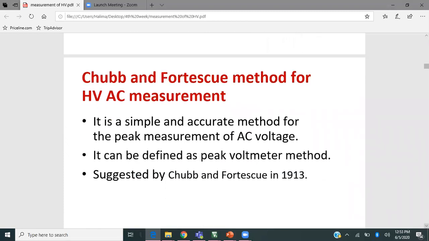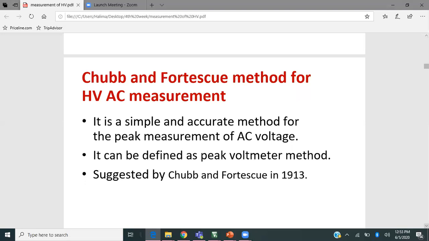Another method is the Chubb and Fortescue method for HVAC measurement. This is a very simple and accurate method for the peak measurement of the AC voltage, and it can be defined as the peak voltmeter method. It was first suggested by Chubb and Fortescue in 1913.